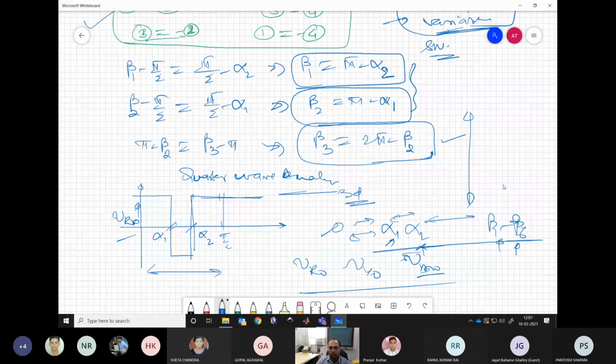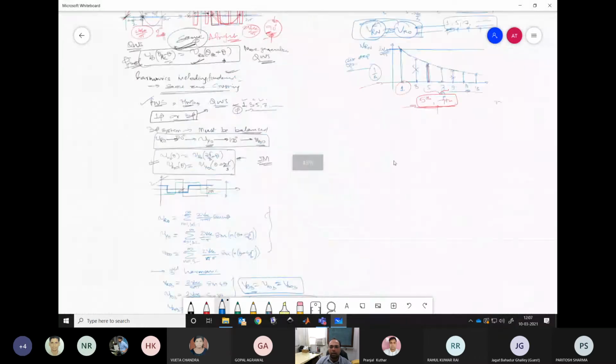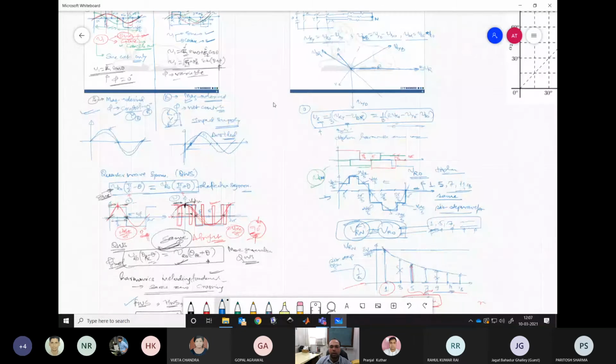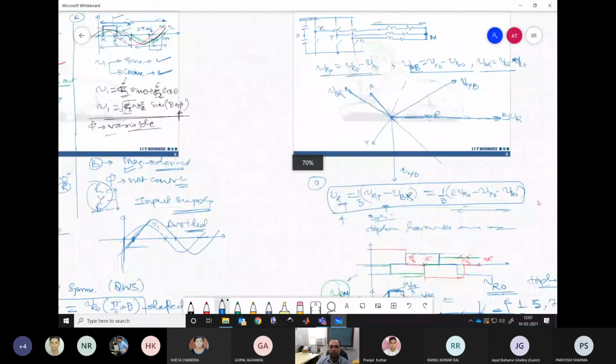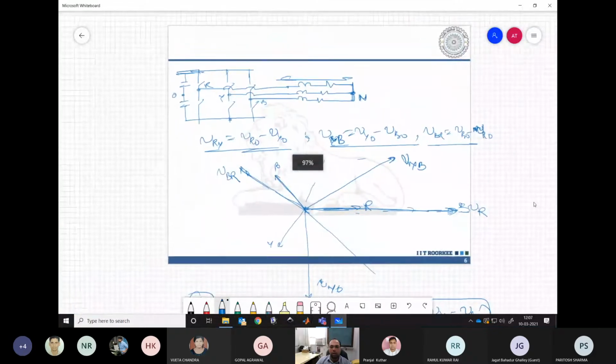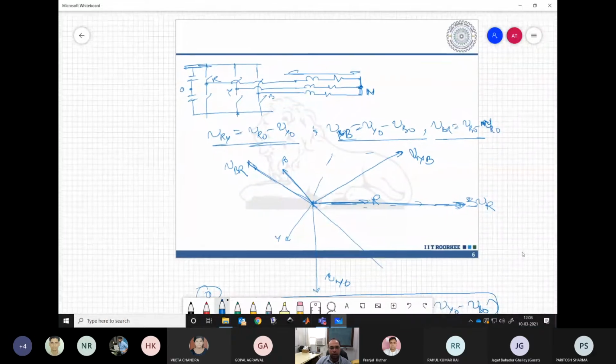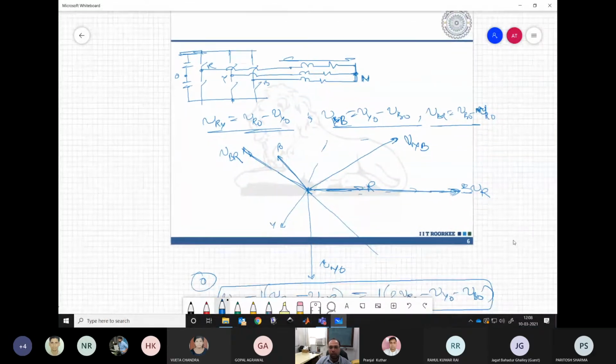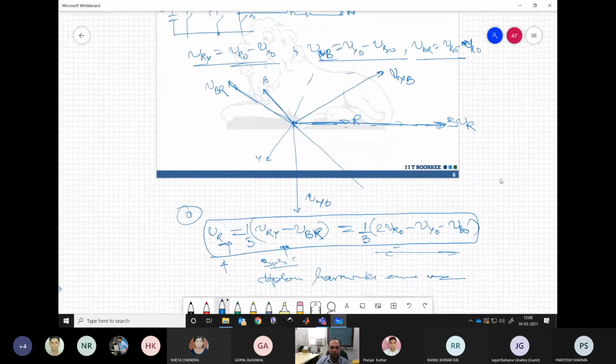And then slowly we tried to understand, when we have such a system, what happens to our VRN voltage, where N is the neutral point of the load. So we are applying some pole voltage to the system. Pole voltages have all the odd harmonics, first, third, fifth, seventh, etc. Let's say if we are talking about 6-step mode or the square wave mode.